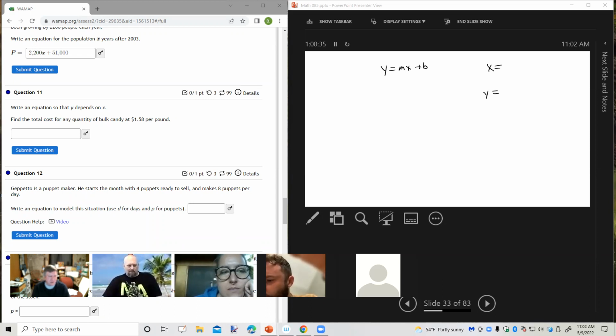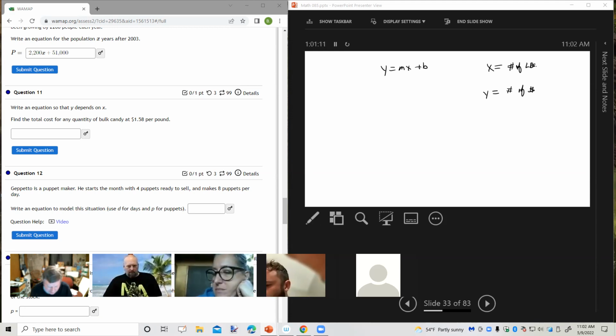What does X stand for in this problem? The number of pounds. Right, good. Number of pounds. And no, that's not hashtag, that's number. All right, what does Y stand for? The total cost per pound. In what units would it most likely be? Dollars. Why do you say that? Because it says $1.58. Right. Yep, good.